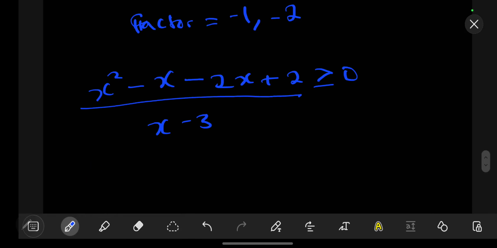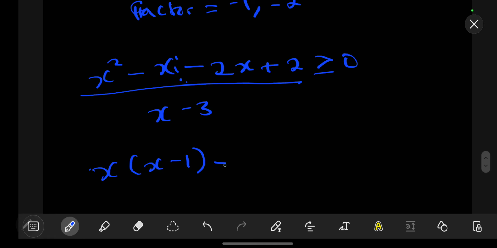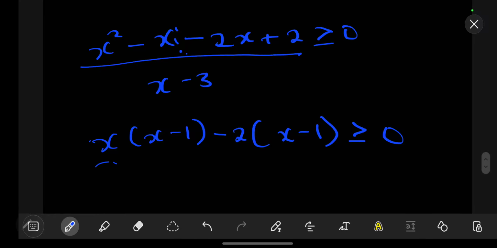So with this done, we can factorize the top. We are going to have x minus, if x is common, just here, we are going to have x, open brackets, x minus 1, like that. Then even here, we factorize. Here, what is common is -2. If -2 is common, we are going to remain with just x. Then 2 divided by -2 will be -1, like that. So this should be greater than or equal to 0, like that. Then we divide this over our x minus 3.